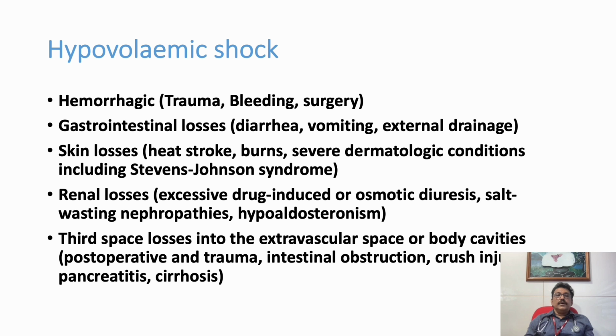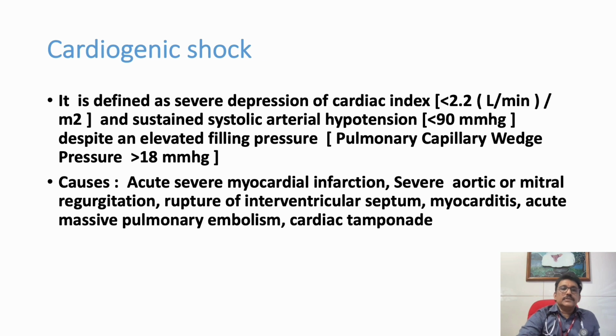Third space loss is again very important, where the patient loses body water into the body spaces, either abdomen, muscles, or compartments, wherever it is. So these are the common causes for hypovolemic shock. Either water is lost to an external space through the renal system or the GI system, or the patient loses water inside the body from the intravascular compartment. Whatever it is, there will be intravascular volume loss. That is very important. Now next is cardiogenic shock.